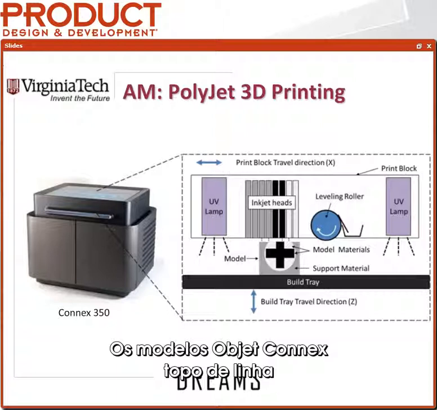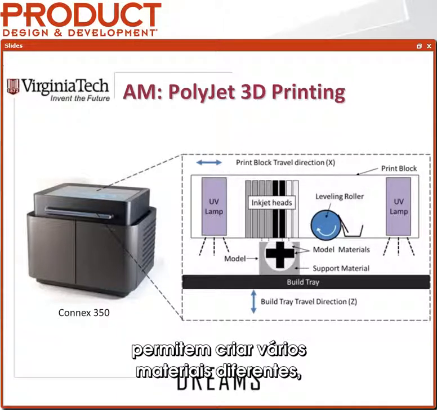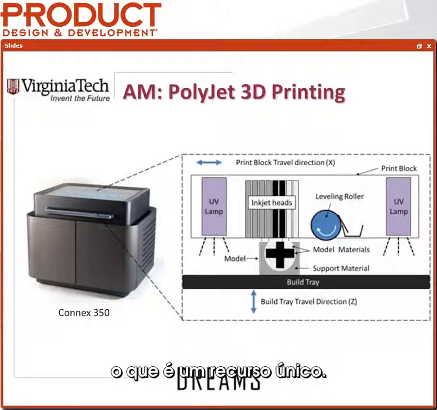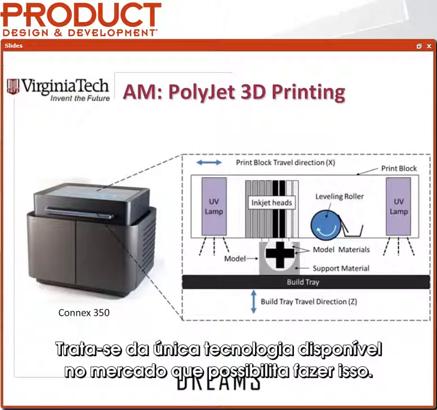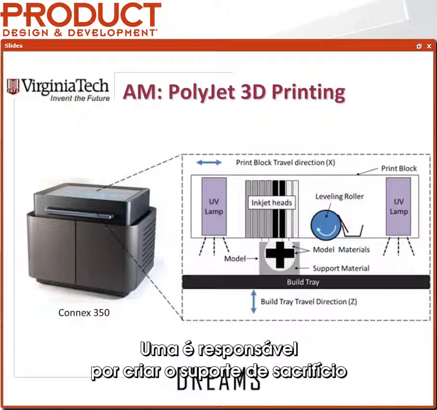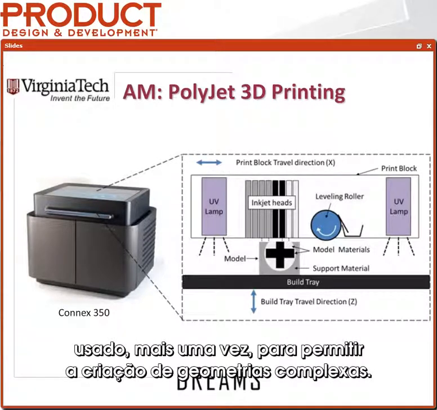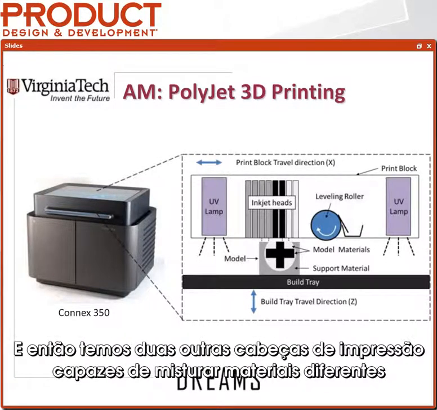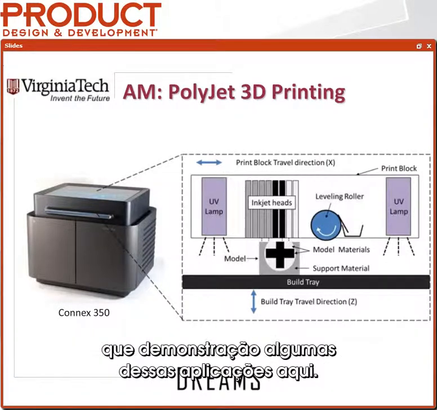Now, in the top-of-the-line Objet Connex models, you can actually make multiple materials, which is a very unique feature. It's the only commercially available technology that will allow you to do multiple materials. So we have 3 different types of print heads. One does the sacrificial support to, again, allow complex geometries. Then we have 2 other print heads that can mix many different materials, and we'll demonstrate some of those applications here.